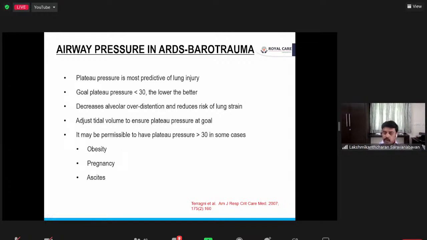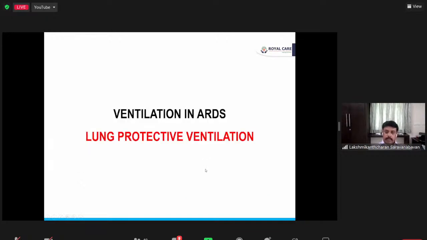There are some patient groups in whom you can have a certain permissible increase in the plateau pressure. That is the group of patients like patients who are very obese, pregnant patients, or patients with a large ascites. They have a large abdomen pushing the diaphragm up, and that causes some amount of increase in the pressure in the lung. So to compensate that pressure, you can have a slightly higher plateau pressure in these patients like 32 or 33. It won't cause a major problem to the lung in these patients.